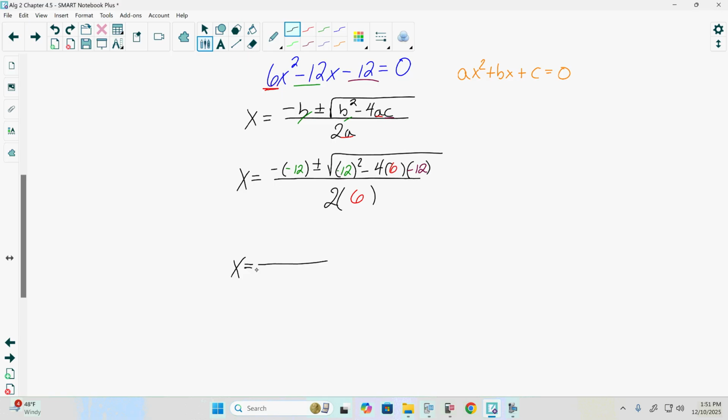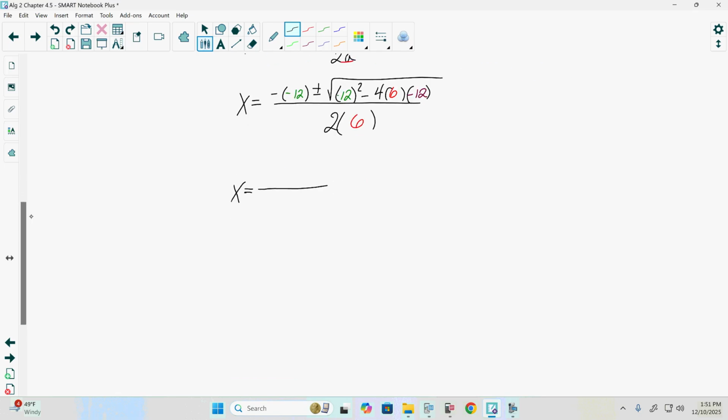Questions on how we plugged in a, b, c? Now we need to simplify. There's a few things we can simplify pretty nicely. Our negative, negative 12. The negative and negative is going to make positive. On bottom, 2 times 6 is 12.